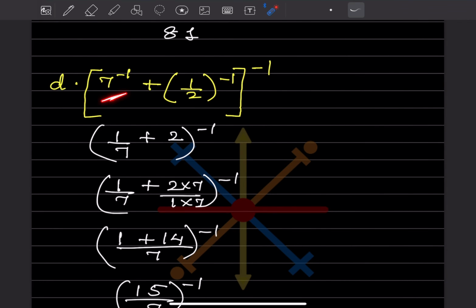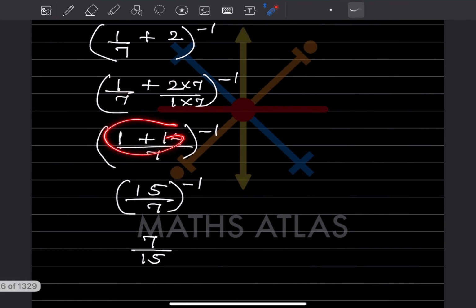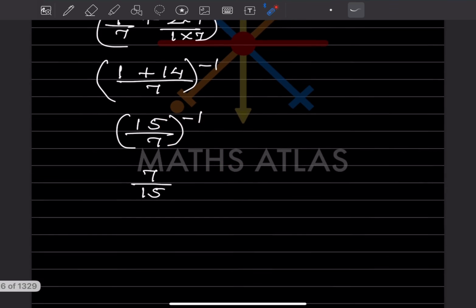Again here, this can be written as 1 by 7. And this is a negative sign, so we can write it 2 by 1. That is going to be 2. And this raised to minus 1. There the LCM will be 7. So 1 by 7, and this is going to be 2 by 1 multiplied by 7, and this is going to be 2 multiplied by 7. And this is the same. So this will be 1 plus 14 by 7 raised to minus 1, which will be 15 by 7 raised to minus 1. Now this is a negative exponent, so we are going to take the reciprocal of it, which is going to be 7 by 15.